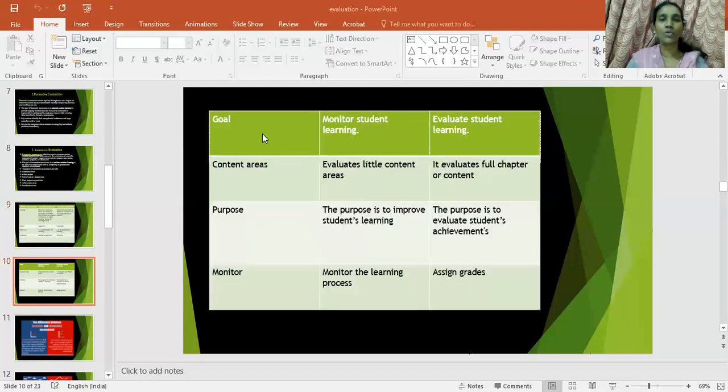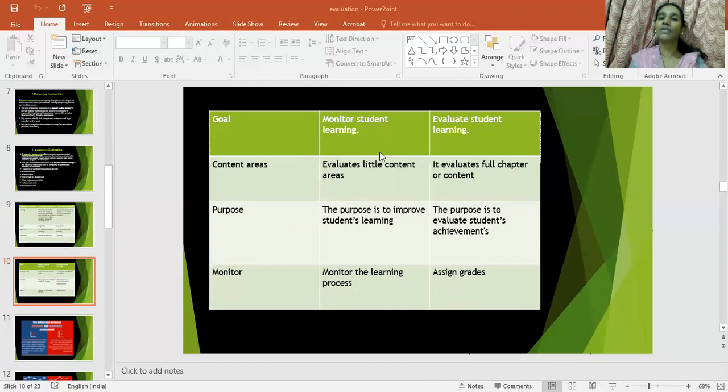The next point is the goal. What is the goal of formative evaluation and summative evaluation? The main aim of formative evaluation is to monitor student learning. The teacher monitors whether the students are doing well or not, so that they can improve their teaching and get the idea of how to improve the students. Teachers always monitor their students while delivering the lecture.